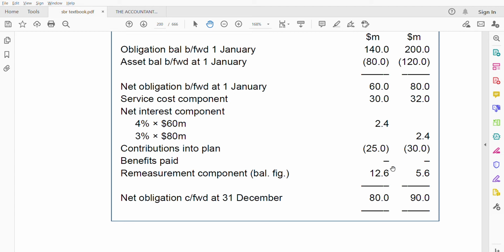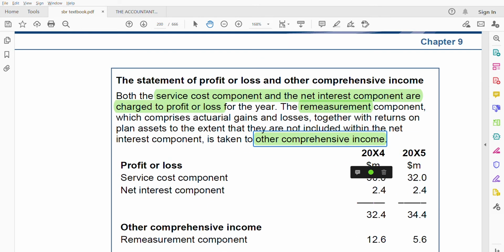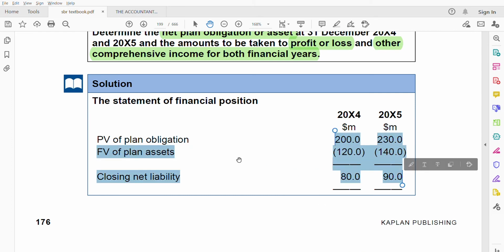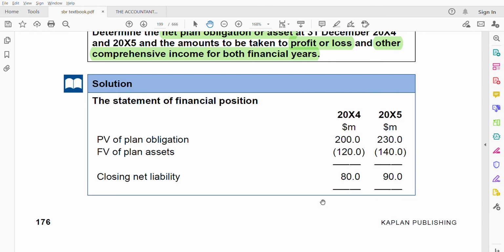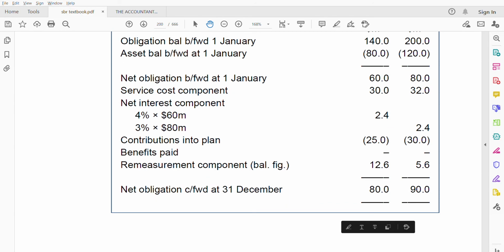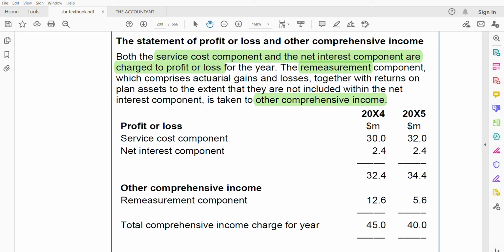Contributions you deduct. Remeasurement is a balancing figure. You have been given the closing balance. This balance has the amounts which you have calculated in your statement of financial position. Remember 80 and 90, those are your closing figure. Okay. To get the closing figure, again I'm taking you to the statement of financial position. You have to do this amount. 80 and 90. Practice such type of questions until you get comfortable doing it. So the balance is remeasurement 12.5 and 5.6. Okay. Which you are taking here. Remeasurement will come under OCI. Net interest will go in profit and loss after the service cost component.